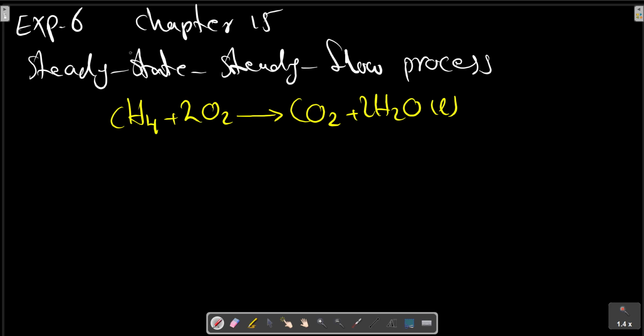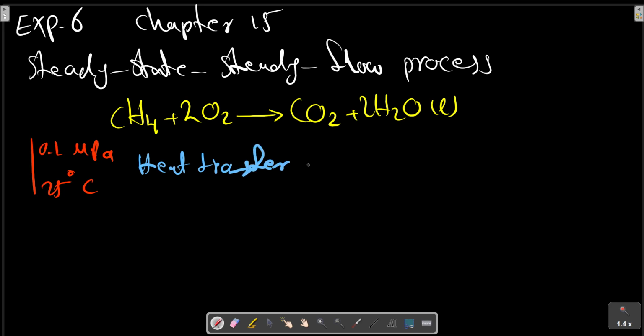Liquid. The reactant and product are each at a total pressure of 110 megapascal and 25 degrees centigrade. Determine the heat transfer per kilomole of fuel entering the combustion chamber.